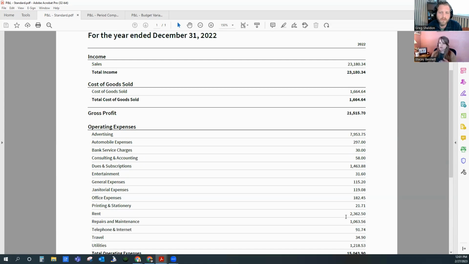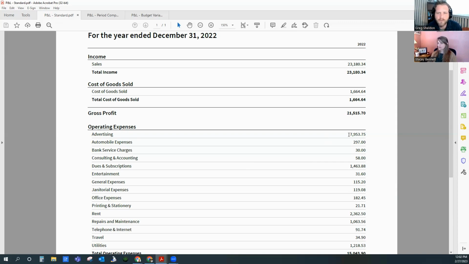Also, you can start to look at the percentage of your revenue that it takes to do your sales. So your cost of goods as a percentage of your income will tell you what your markup is, right? In this case, they did $23,000 of revenue and it only cost them $1,600. If I ran this report with a percentage of income, that would show you what your markup on the cost of goods was. You can also look at each expense as a percentage of your revenue.